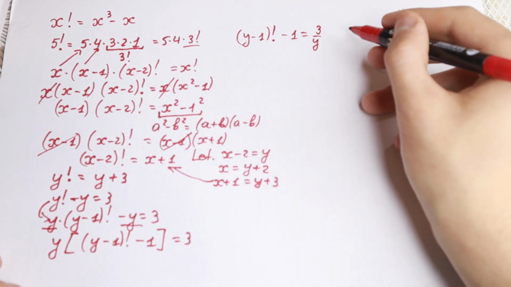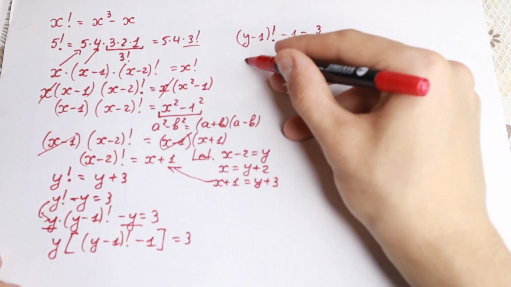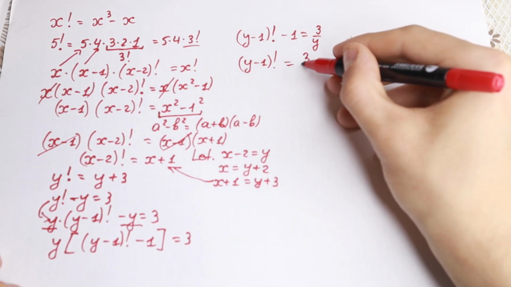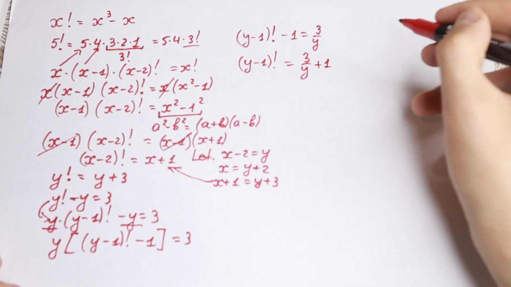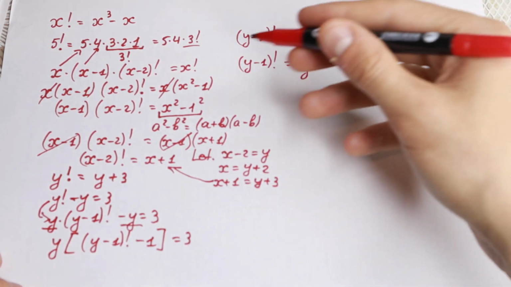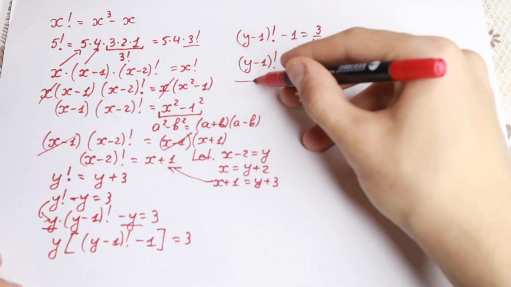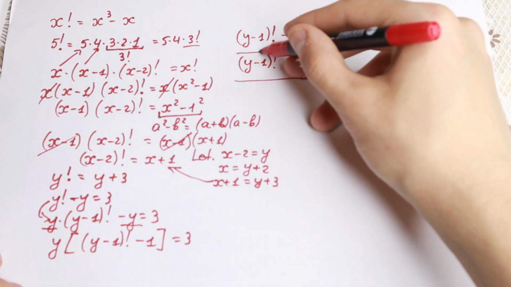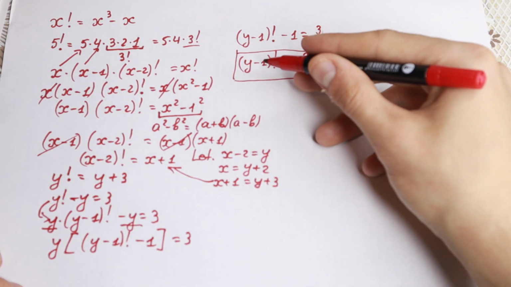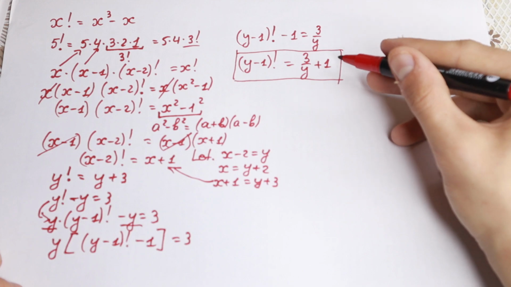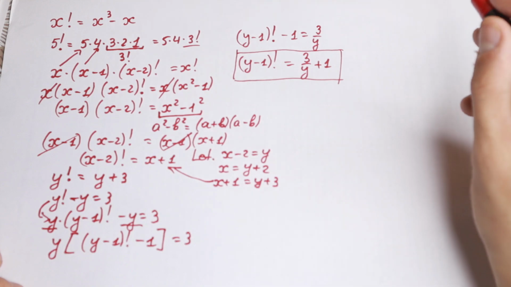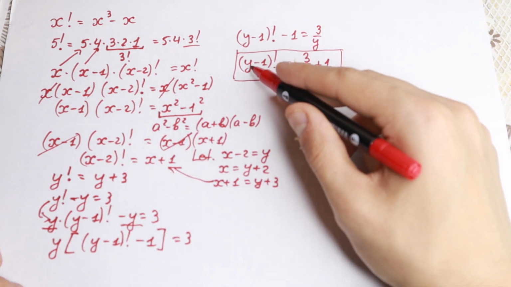And right now let's add 1 to both sides, because we don't need it right here. We have y minus 1 factorial equal to 3 over y plus 1. And as you can see, we simplified this, or rewrote this equation in this way. And this is maybe the main important expression that we need to solve this interesting problem. Because we have factorial on the left, this is really good, and we have a more simplifying expression than in the beginning.